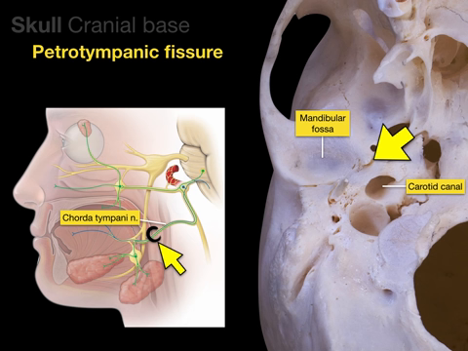It gets its name because the chorda tympani nerve courses through the petrous part of the temporal bone, rock, and across the eardrum, the tympanic membrane. Hence the name petrotympanic fissure, for the course of the chorda tympani nerve that exits this opening.